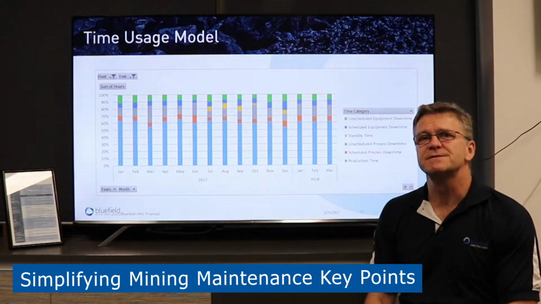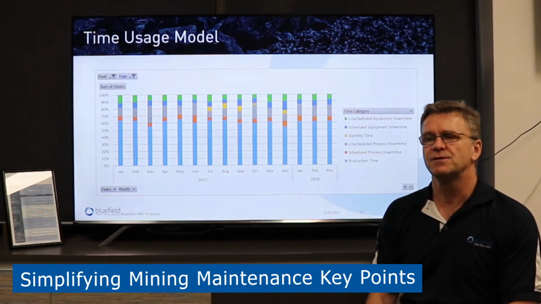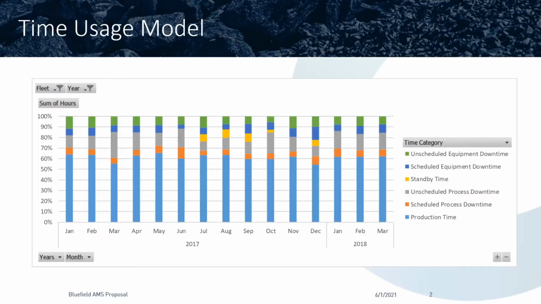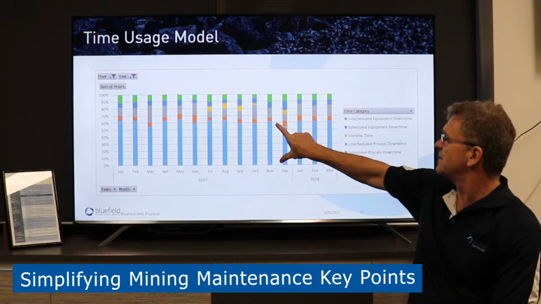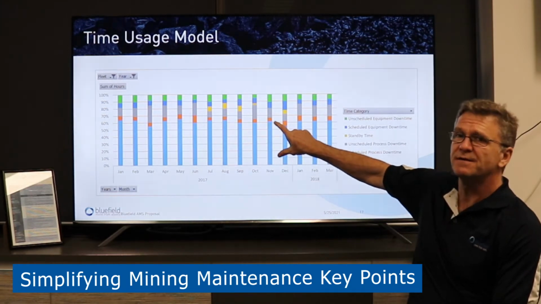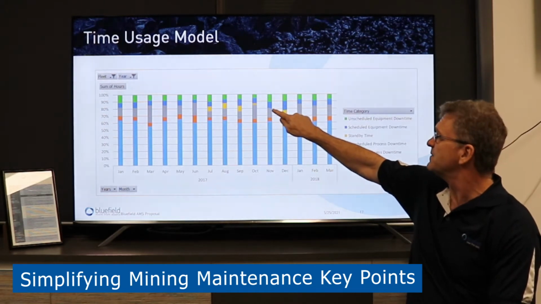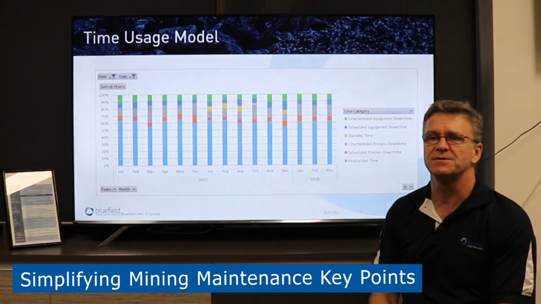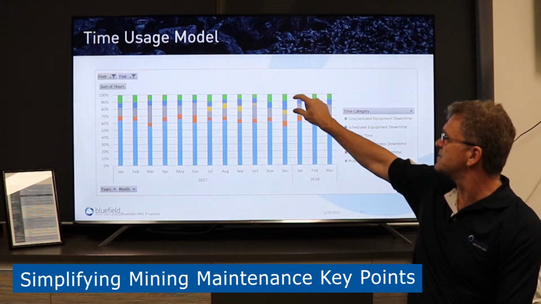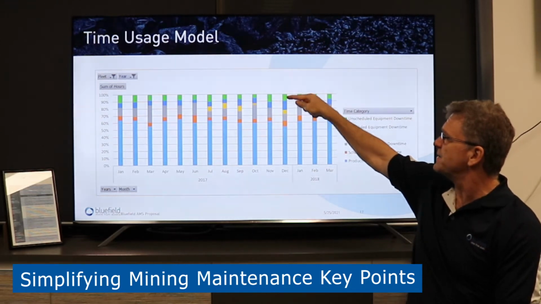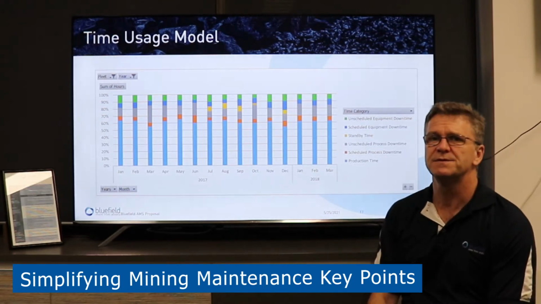So the first place that we always start when we go in to work with a new business or look at a new fleet is to have a look at the time usage model. When we look at the time usage model, we have the amount of hours that the equipment was producing. Then we have the scheduled and unscheduled process downtime, and then the scheduled and unscheduled maintenance downtime. Standby time is in there as well, but we structure it that way so that when you look at the scheduled and unscheduled maintenance time, you can see the availability of that particular plant or that particular equipment.